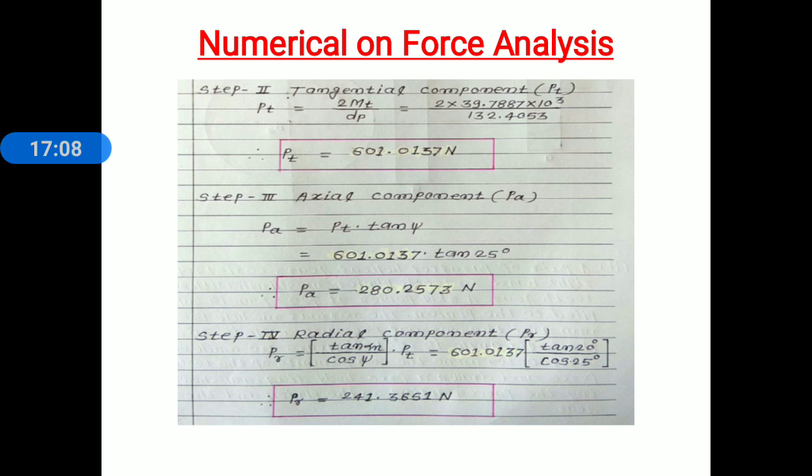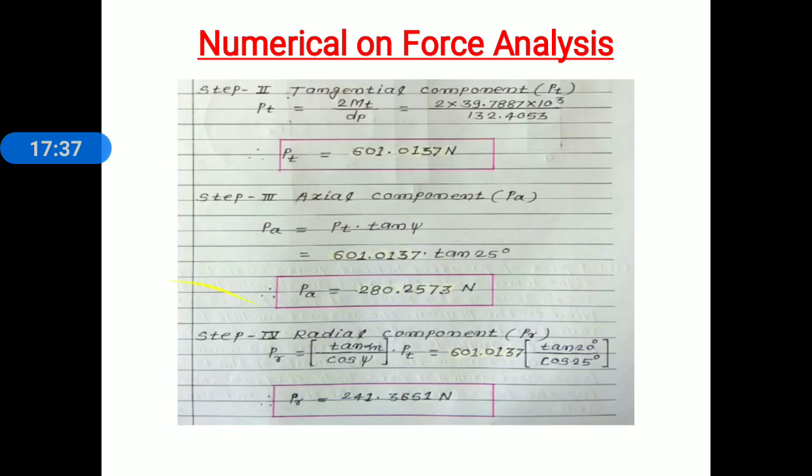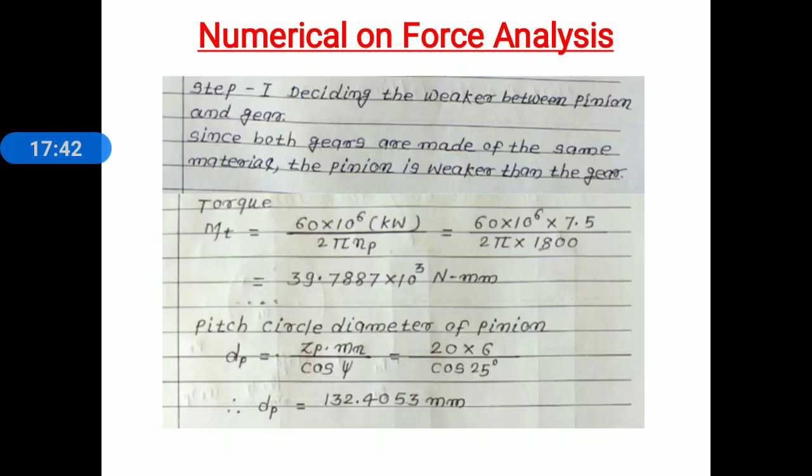After that, free body diagram. Step number 5, free body diagram. When we draw free body diagram, first of all, draw the conventional representation of a helical gear pair. Now see the left hand side, this is the conventional representation of a helical gear, P for pinion, G for gear. In this problem, pinion is mentioned that it is a left hand pinion.